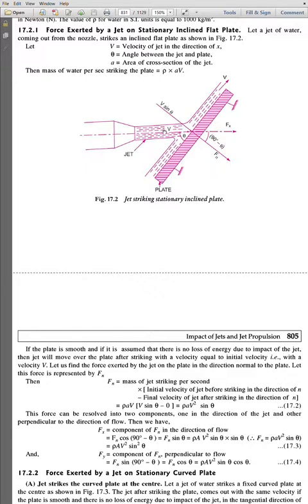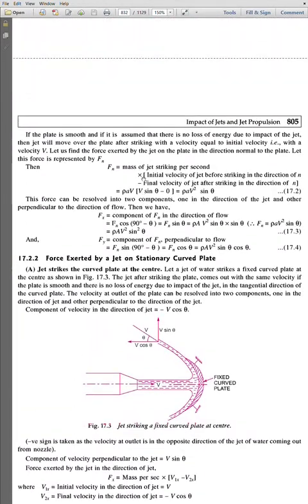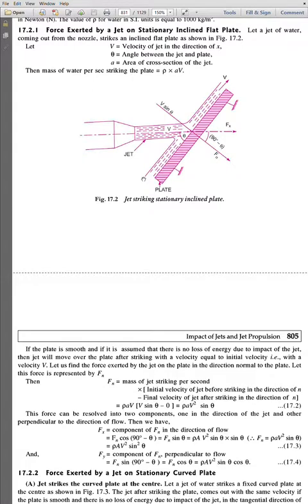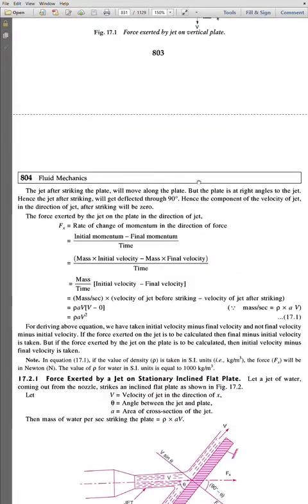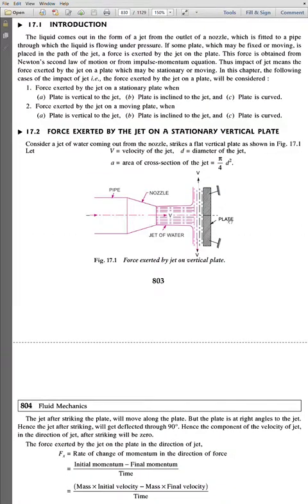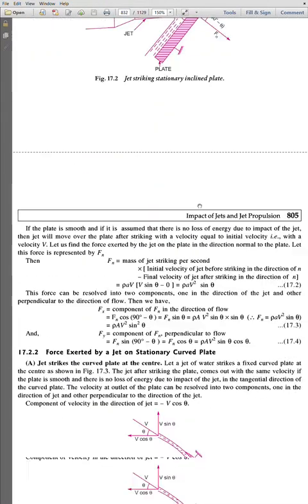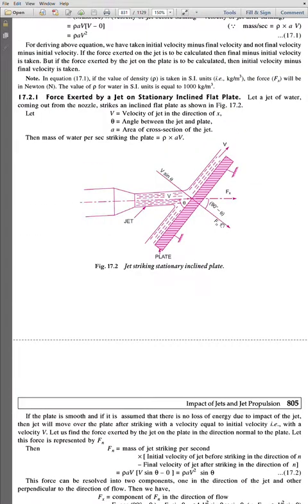A is the area of the cross section. We have already said that the diameter should be taken for this area. Next, the mass of water striking per second is nothing but rho A V. We have already discussed it. Now see, in the before case there is only the x direction and y direction. There are no other components like f of n, like force in the n direction.